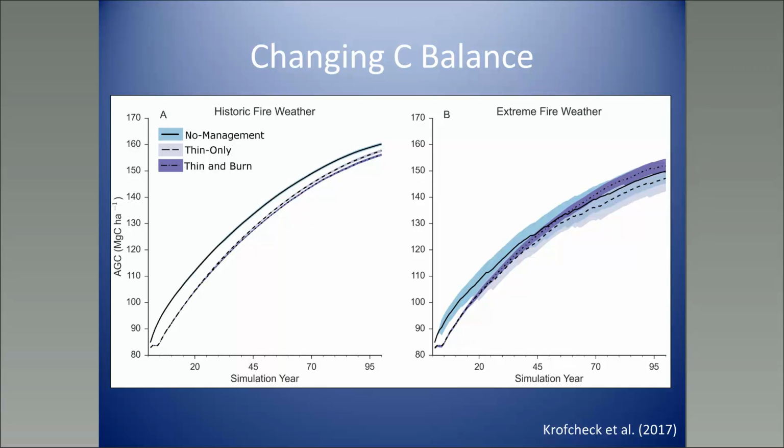But under the thin and burn, they do get a bit wider, but they're still considerably narrower than under no management, which suggests that by restoring forest structure and adding regular surface fire back into the system, we've added a level of stability to the aboveground carbon in the system.